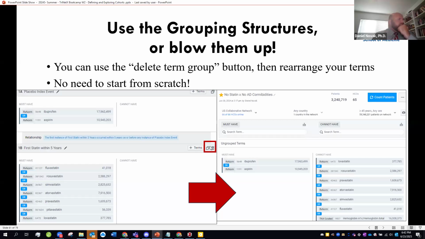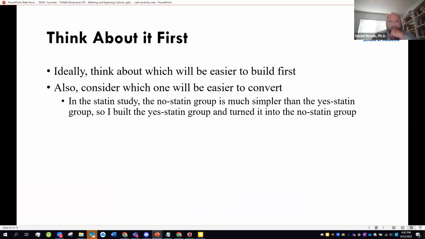And it makes it really easy to develop your structure, or to regroup your components, without having to go through and add all of your features again. But you want to really think about it first. Ideally, think about what will be easier to build first. You want to build your control cohort, and then after that, build your experimental cohort, or consider which one's going to be easier to convert into your counter cohort.